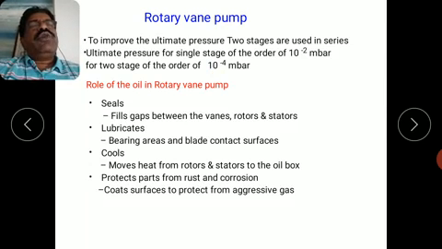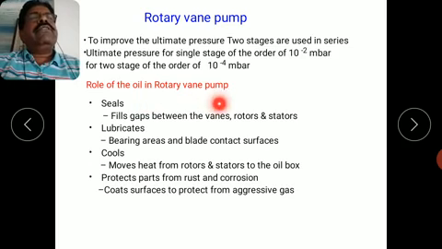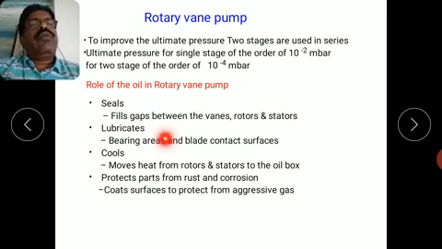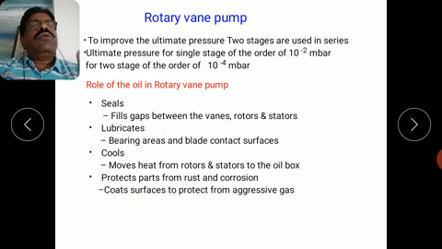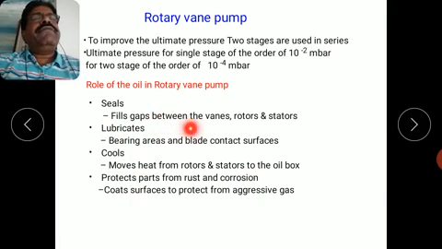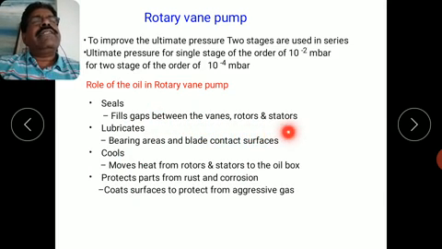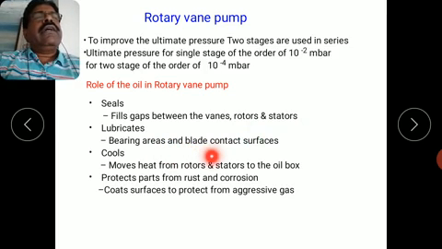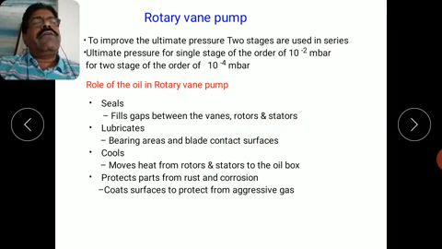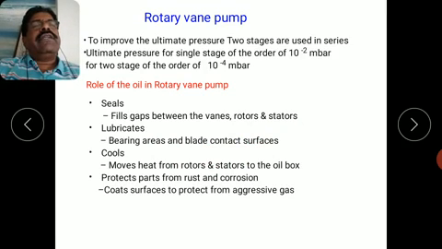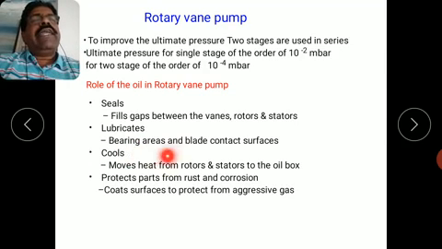Now earlier I have shown that there is an oil reservoir, or oil is used. What is the role of oil inside this rotary vane pump? It can be used as a seal, as a lubricant, for cooling purposes, and to avoid corrosion. It seals, meaning that it can fill up the gaps between the vanes, rotors and stators. It lubricates the blade contact surface. So when the blades are moving and they are in contact with the interior wall of the stator, for that purpose it can act as a lubricant.